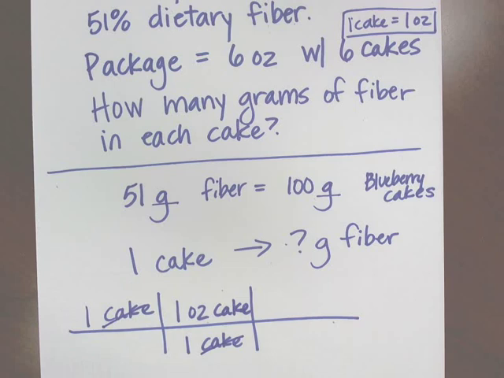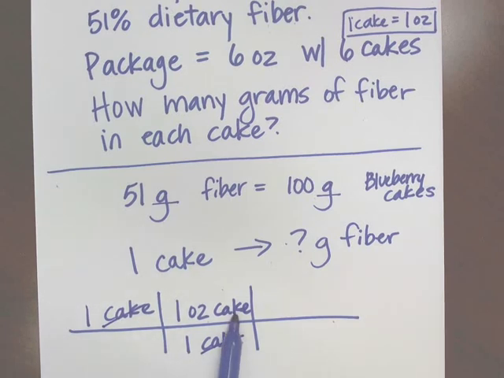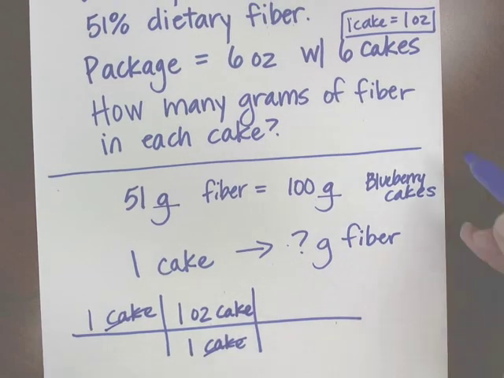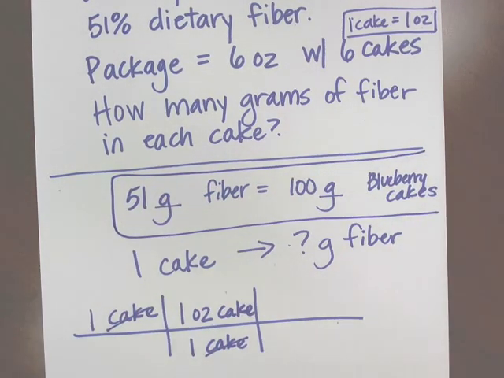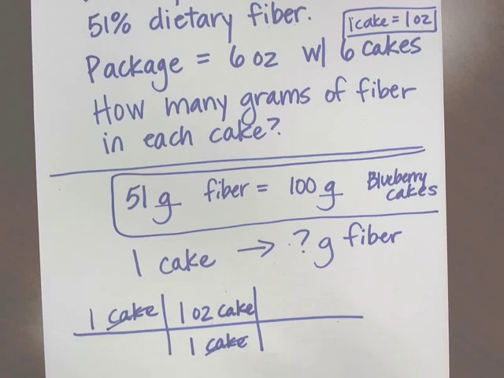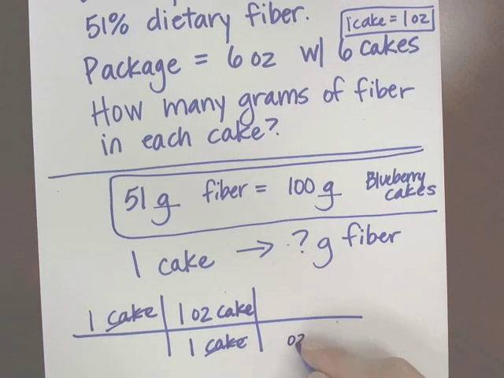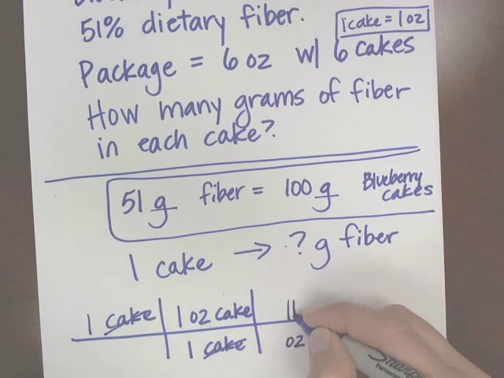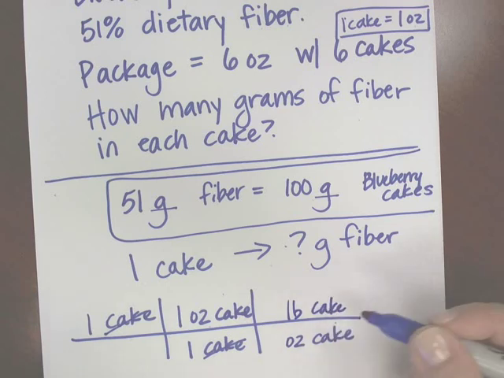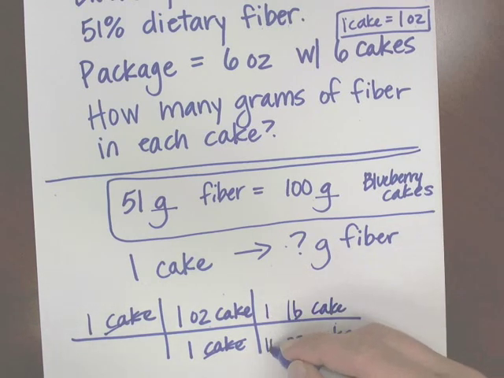Now what? I need to convert cakes eventually to fiber, and I have this equality here that will be helpful. I just don't know if I can use it yet. So maybe what I need to do is convert ounces of cake to grams. But then I look on page 24 and I don't see a conversion that allows me to do that. Instead, I find that I can convert ounces to pounds. 1 pound of cake is 16 ounces.